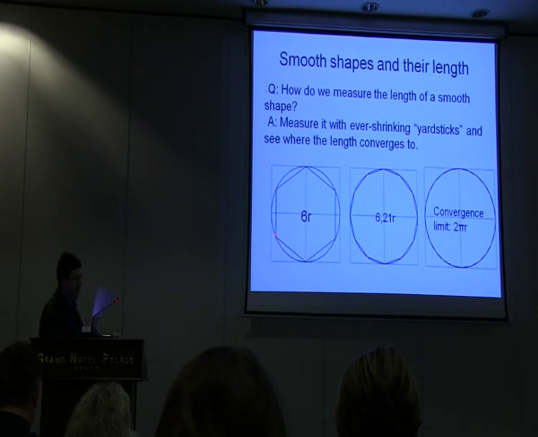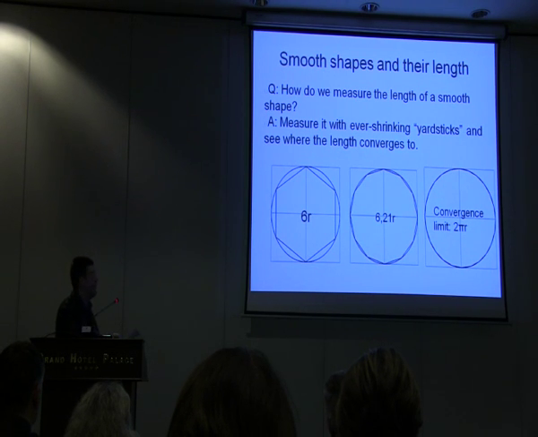For instance, when we have a circular road, we can measure its length by walking along it and measuring how many strides it takes to cover it entirely. We can repeat the experiment with different stride lengths, and the number of steps will be different. Here it's 6, here it's 12, here it's 24. But the length we measure will converge to a specific limit.